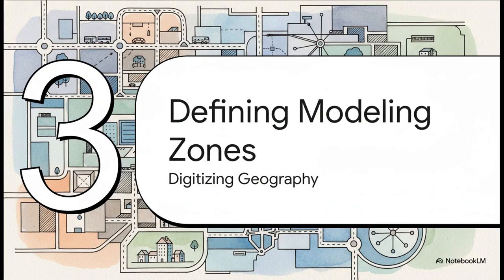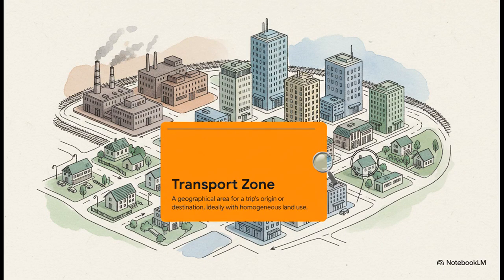Right, so this is where it gets really interesting. Before we can model a single trip, we have to translate the real, physical city into a language a computer can actually work with. And that process starts with the humble zone. So what is a transport zone? Well, it's the basic building block of our model's geography. Think of it like a digital neighborhood or a specific district.